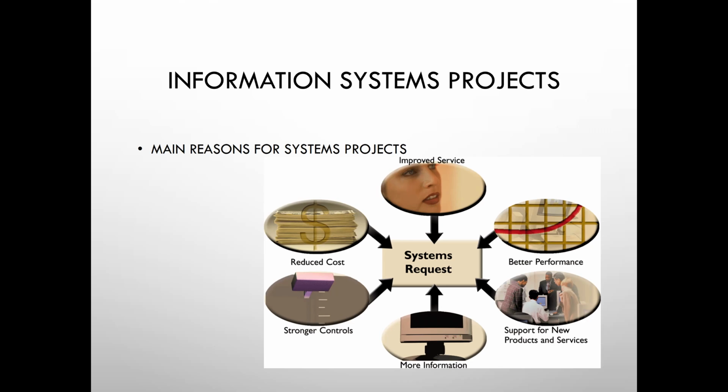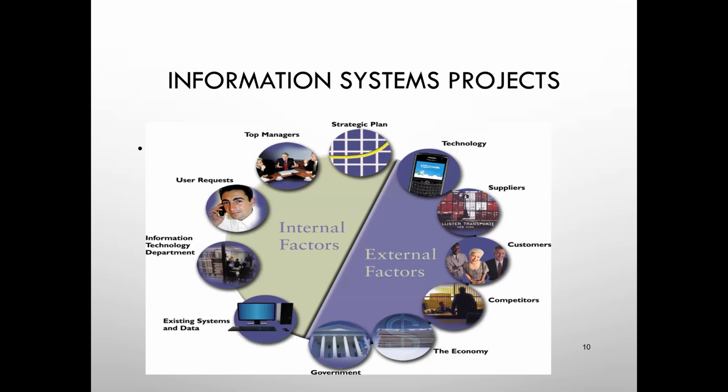So these are the major reasons why organizations need to have the system project. Now, what do information system projects deal with? We have internal factors and external factors. Let's see the internal factors first. An information system project might be affected by these things. First one, strategic plan. Normally when we develop an information system, it should follow the strategic plan that the company should have.